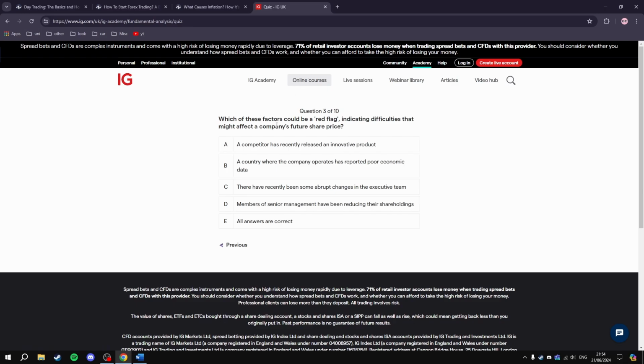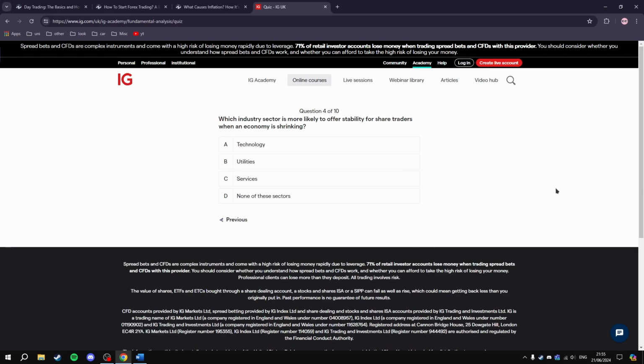Which of these factors could be a red flag indicating difficulties that might affect the company's future share price? Competitor has recently released an innovative product. Country where the company operates has reported poor economic data. There have been some abrupt changes in the executive team. Members of senior management have been reducing their shareholdings. All answers are correct.